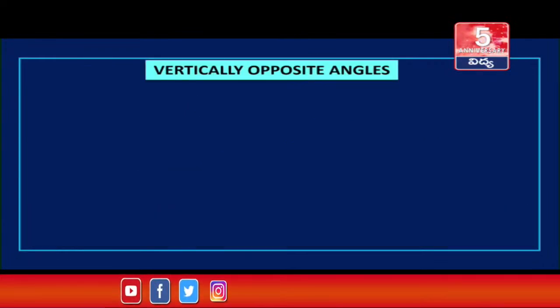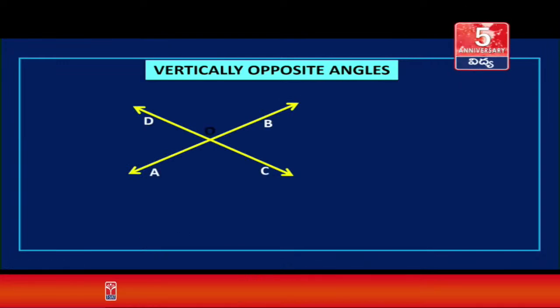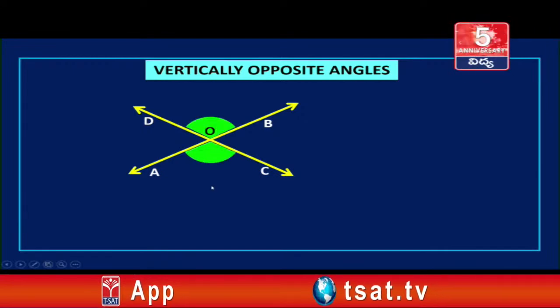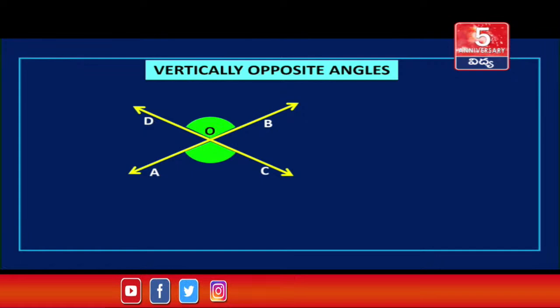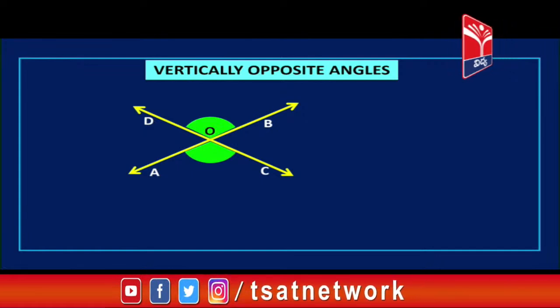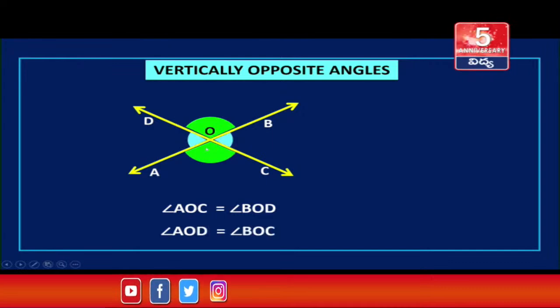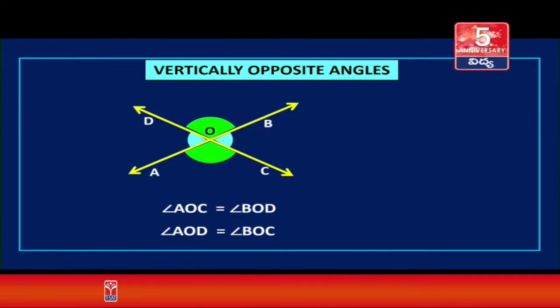Next one, vertically opposite angles. When two lines intersect, the angles that are formed opposite to each other at the point of vertex or intersection point are called vertically opposite angles. In this figure, lines AB, CD are intersecting at O. Angle AOC is equal to angle BOD. Angle AOD is equal to angle BOC. These are vertically opposite angles.